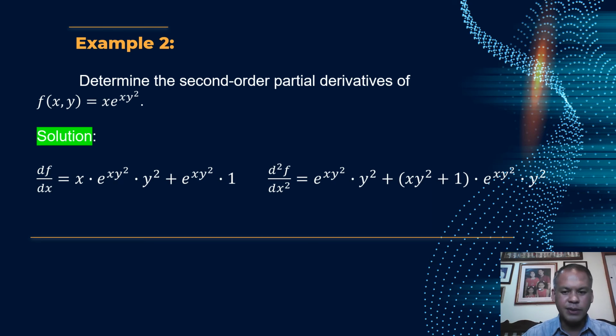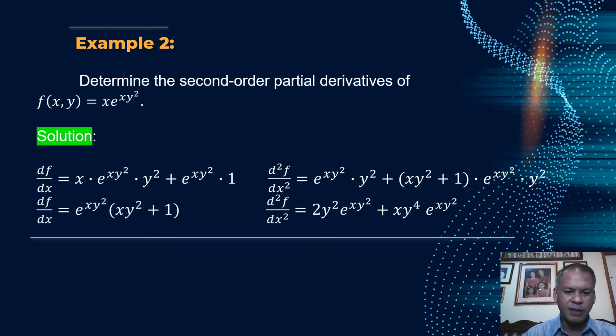So again, we're going to use the derivative of the product. So in this case, we're going to consider again x as u and then e raised to xy squared as our v. So finding the derivative of this with respect to y, we come up with x times the quantity e raised to xy squared times 2xy. And simplifying this, we can have 2x squared y times e raised to xy squared.